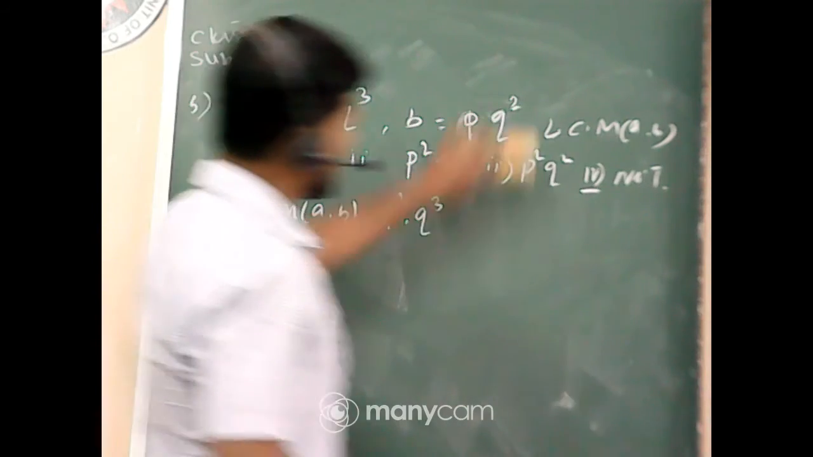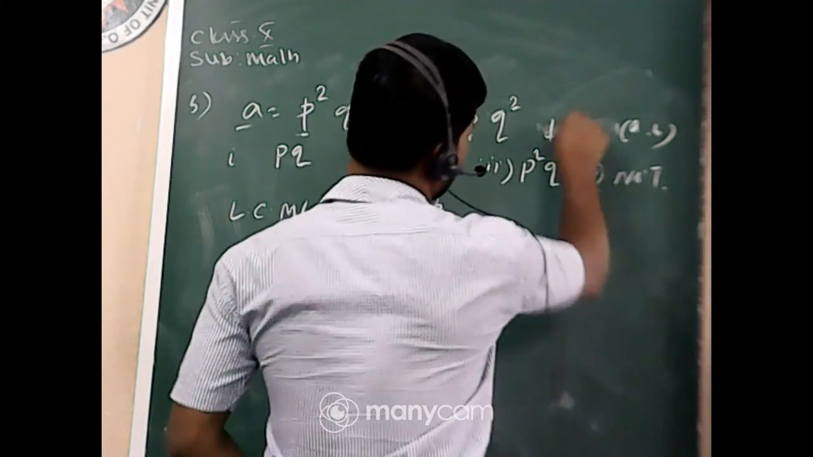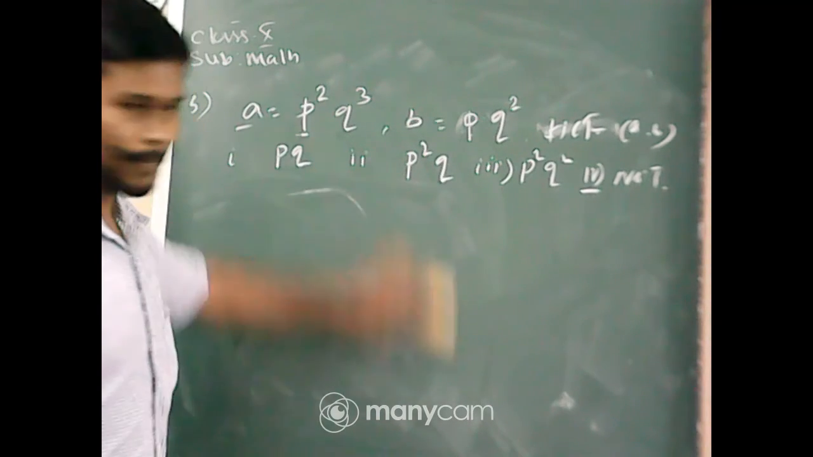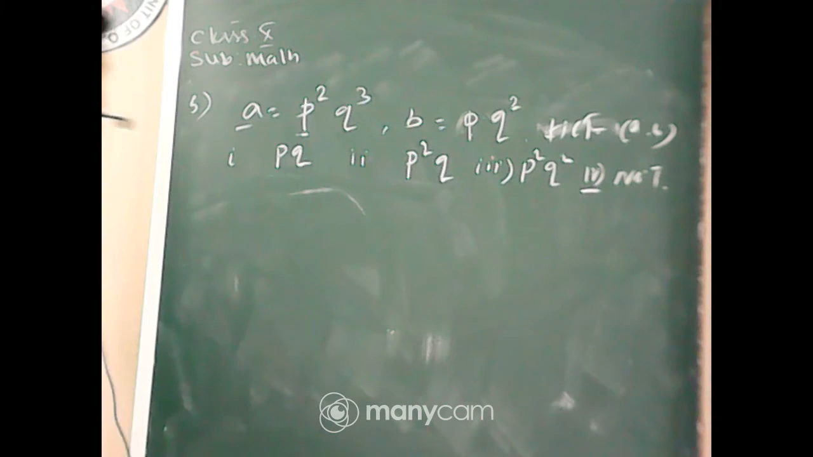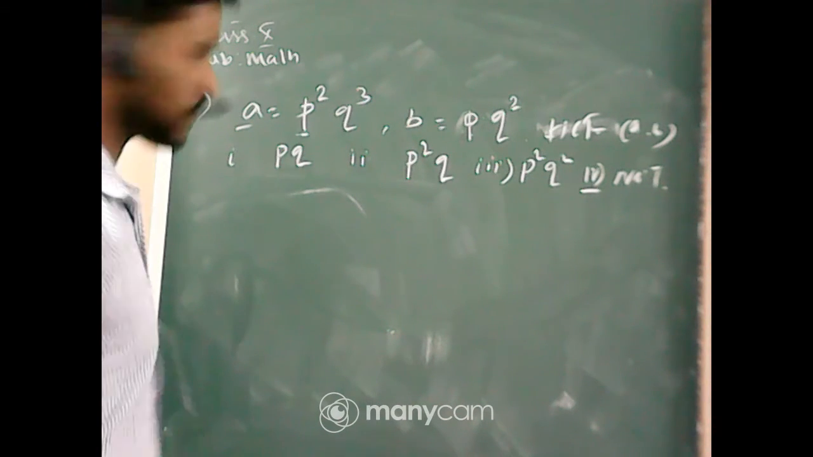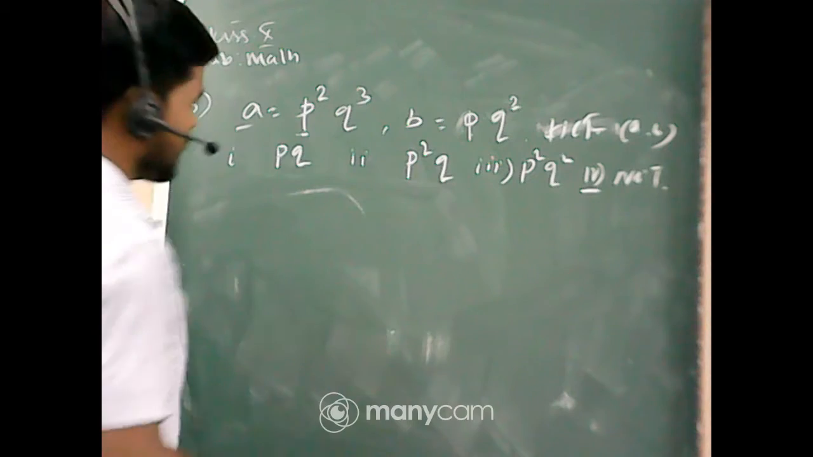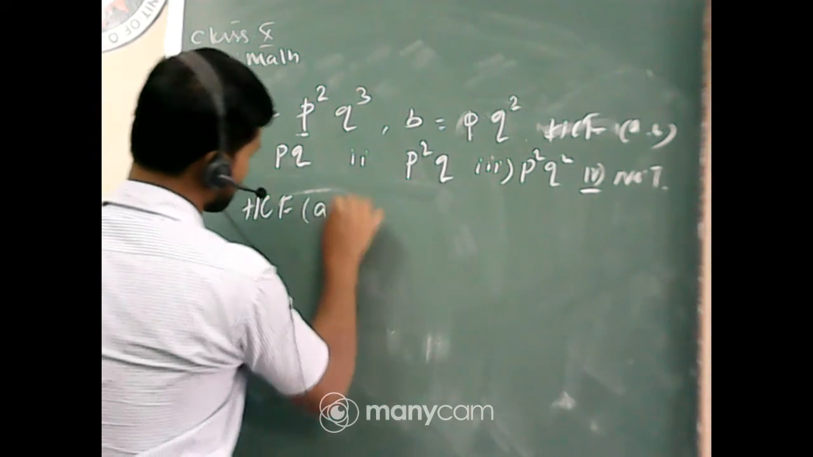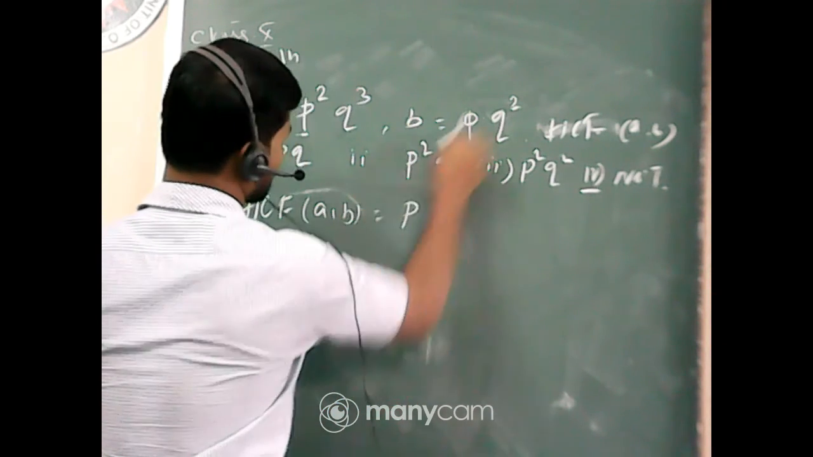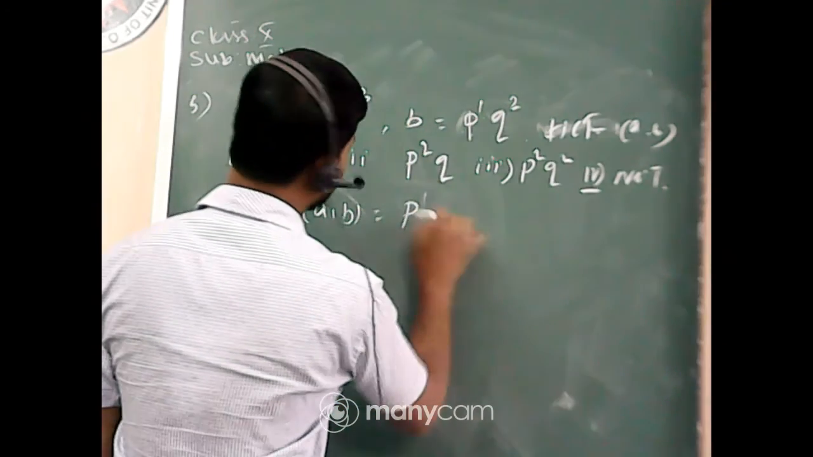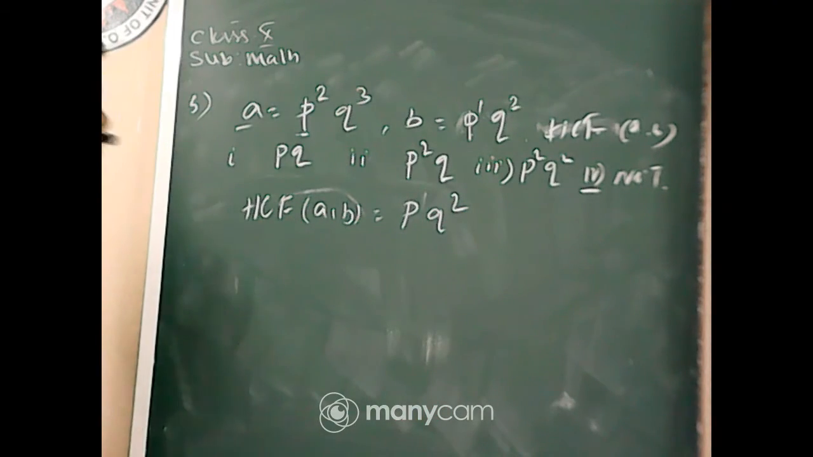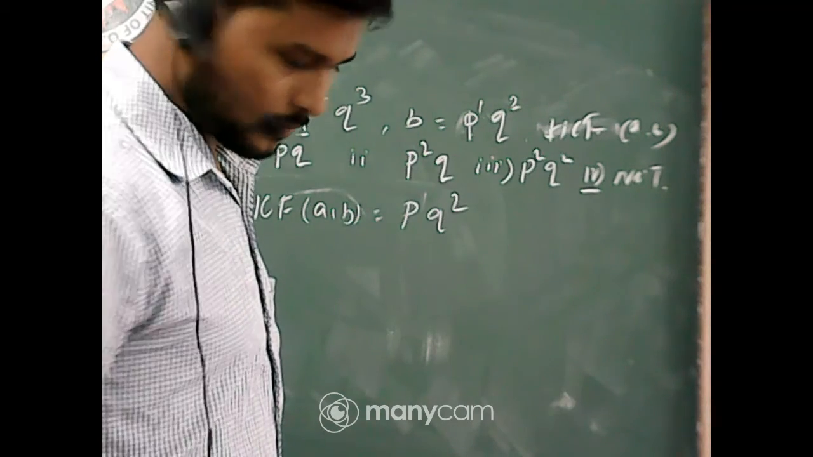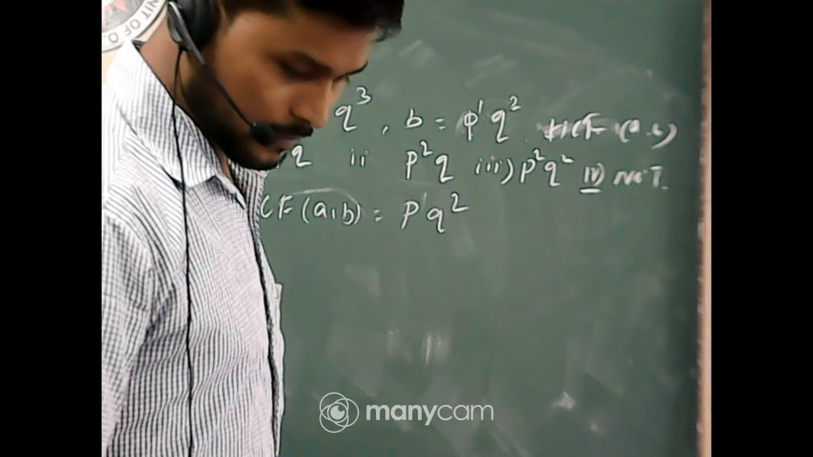But instead of LCM, if I ask you to find the HCF of A and B, what will be the answer? Again none of this. Yes, because the HCF will take the lowest power: p to the power 1, means P, and Q square. This option is also not given here, so in that case the answer will be option D.